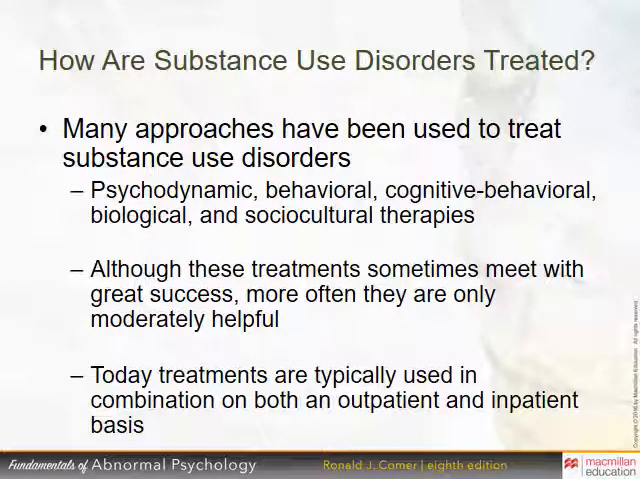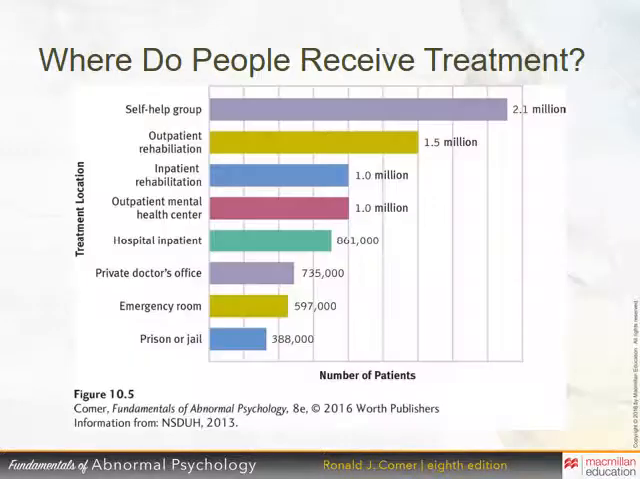We'll look now at how substance use disorders are treated. Many approaches have been used to treat substance use disorders. Psychodynamic, behavioral, cognitive behavioral, biological, and sociocultural therapies exist. Although these treatments sometimes meet with great success, more often they are only moderately helpful. Today, treatments are typically used in combination on both an outpatient and inpatient basis.